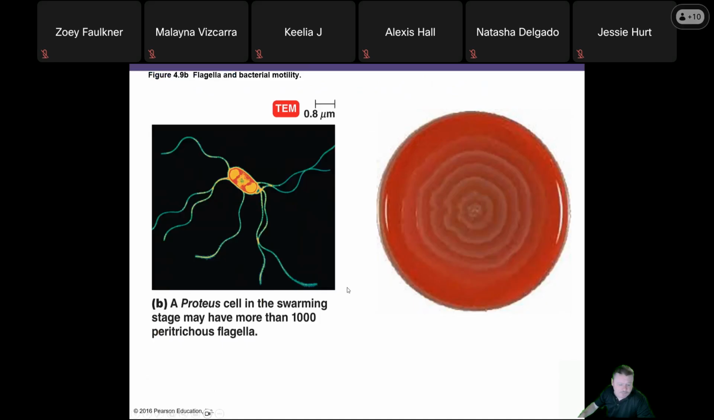Another one, and I know last semester Crystal brought some of this in, is Proteus, which does something called swarming. Basically they will make these concentric rings on the media. It's kind of cool to see in person. They make this swarming motion where they move outward, and they usually stop and form a ring as they grow. So as this colony gets bigger and bigger, they just move out, and we call that swarming. And these have over 1,000 peritrichous flagella on each cell, so they are really good at moving around because they have so many flagella.